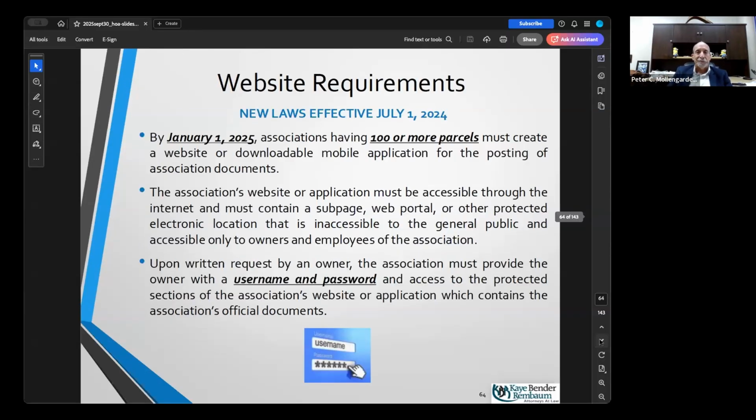Website. And we mentioned this already a little bit. I'm going to repeat ourselves. Again, by January of this year, if you have 100 or more lots, you had to have a website or a downloadable app for posting the association documents.